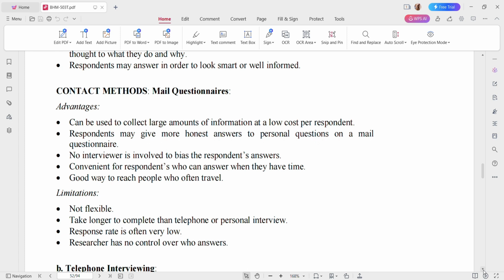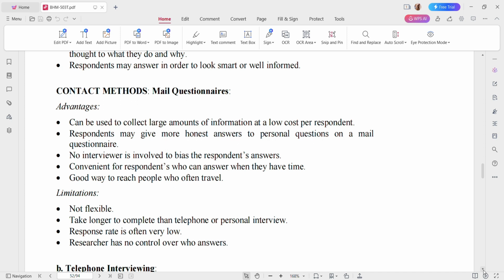For a low cost. Now, respondents may give more honest answers to personal questions in mail questionnaire kasi hindi naman nila nakikita kung sino nagtatanong. And then their identity also is being hidden. So maybe they can give you honest answers. No interviewer is involved to bias the respondent's answer kasi it's done online. So, kasi minsan pag nandyan si interviewer, nai-intimidate si participants, no? So, nagkakaroon ng bias yung result. Or nai-influence ni researcher yung answer ni respondents. So, kaya dito, advantage siya kasi wala si interviewer.